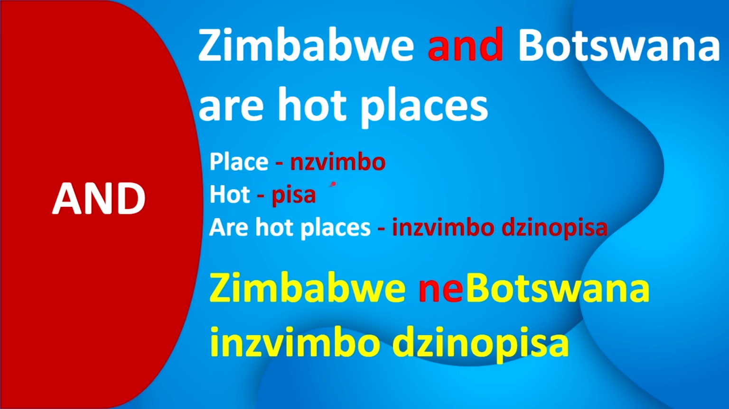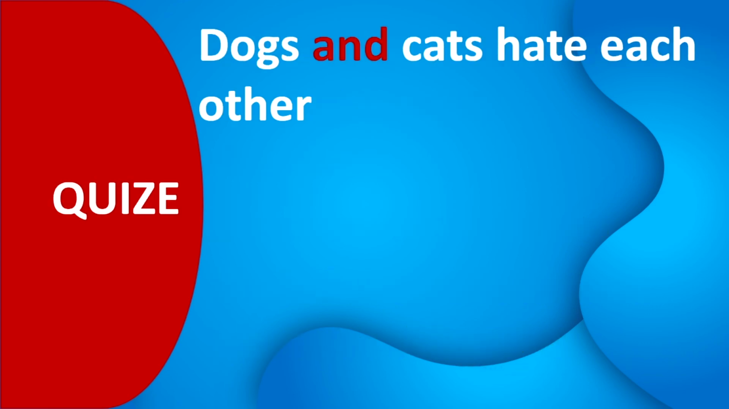Place in Shona is nzvimbo. I know this is quite a difficult consonant to pronounce in Shona. Nzvimbo, nzvimbo. Zimbabwe neBotswana nzvimbo dzinopisa. And now it's my favorite time, which is quiz time. So tell me, which translation of and do we use for this and in this sentence when we translate this whole sentence to Shona? Is it A, ne, or B, na?